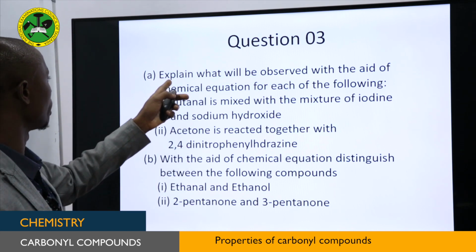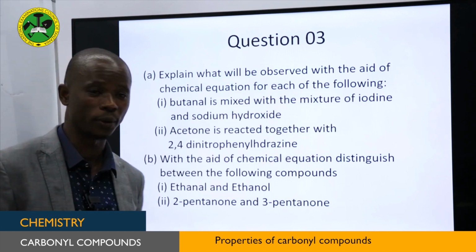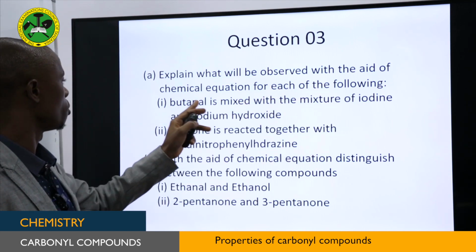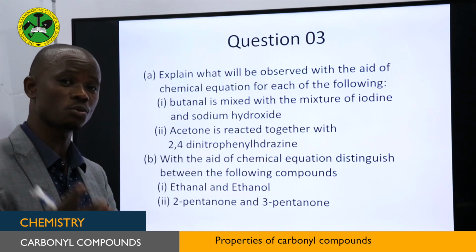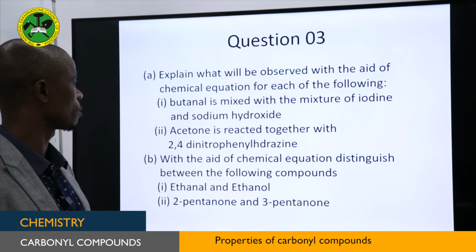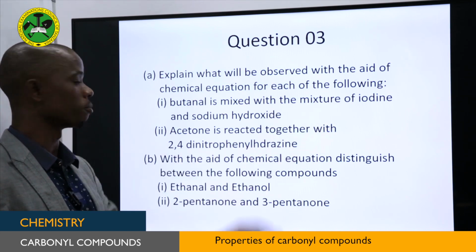The example of this question: explain what will be observed, with the aid of a chemical equation, for each of the following. For example, Roman 1, butanol is mixed with a mixture of iodine and sodium hydroxide. It's just to guide you. How are you going to solve this question? Butanol is an aldehyde, and this is the iodoform test.